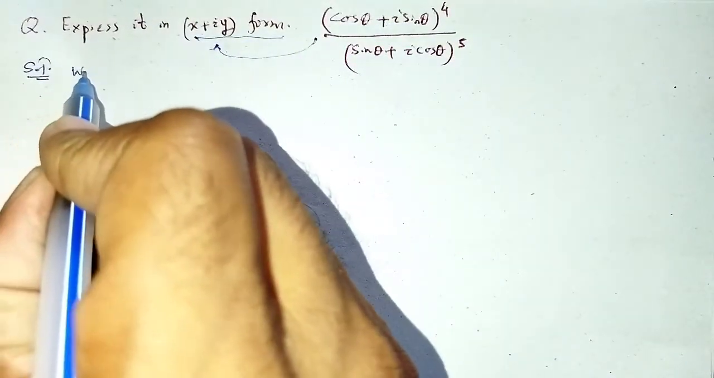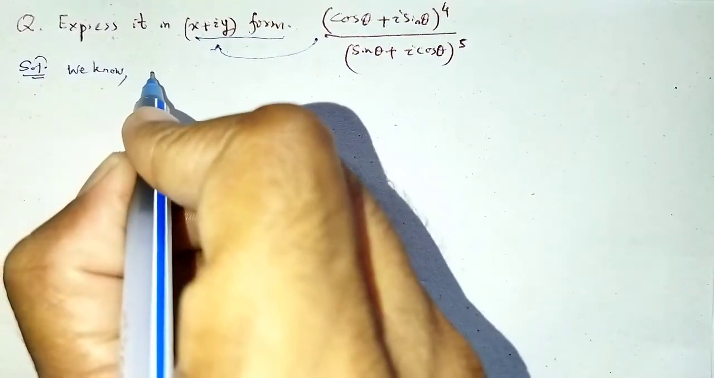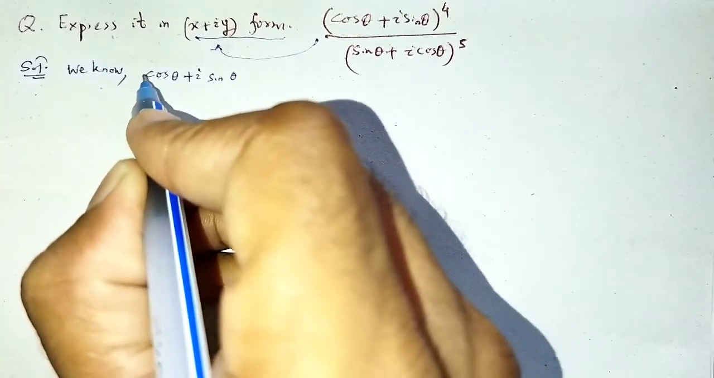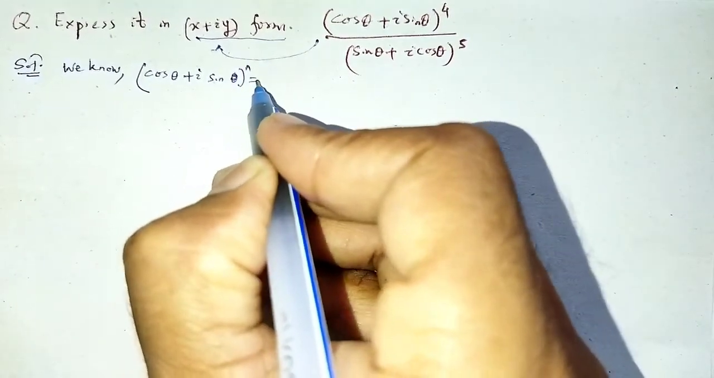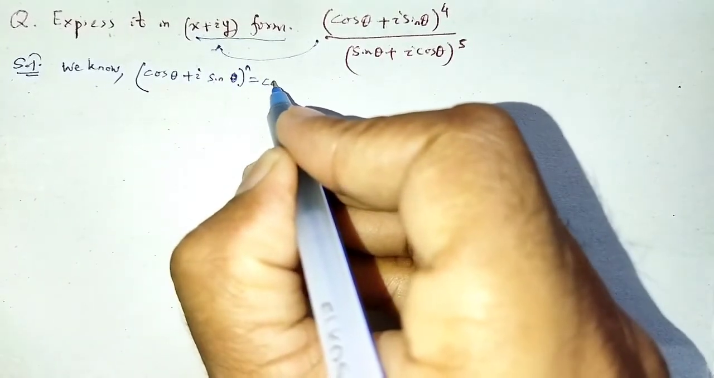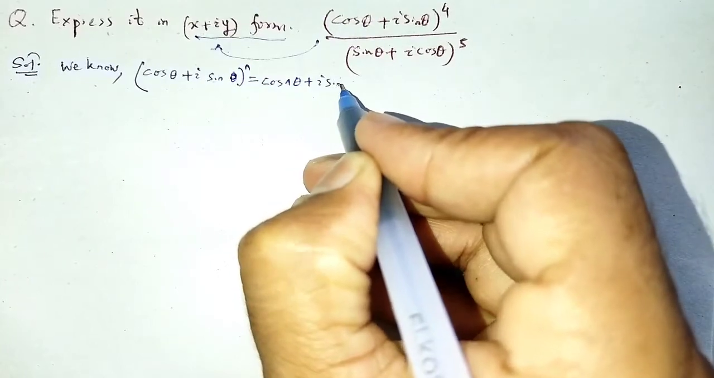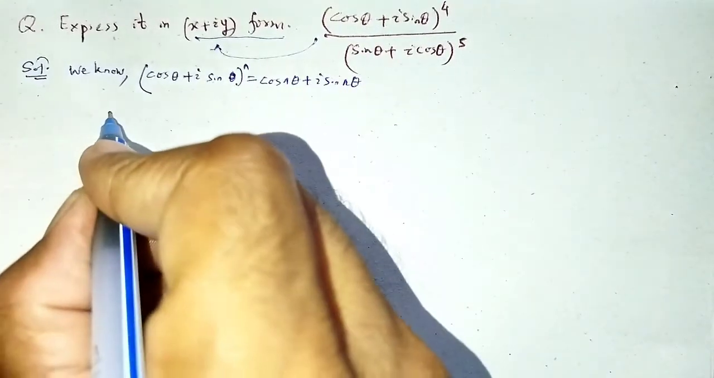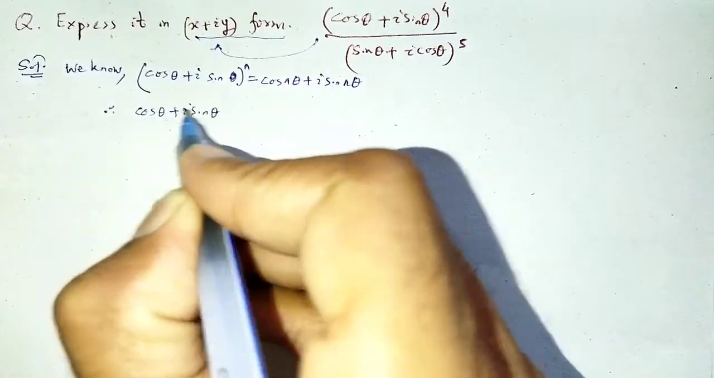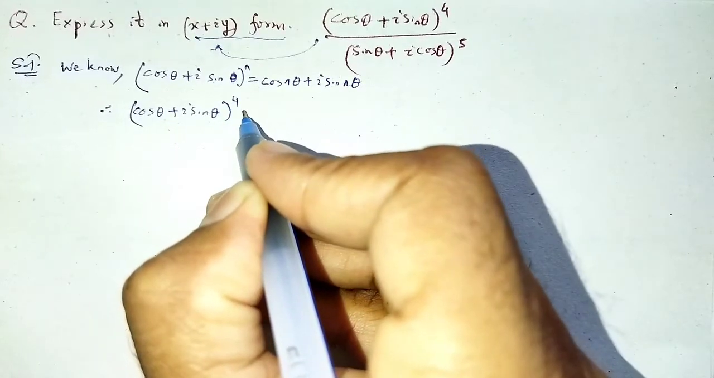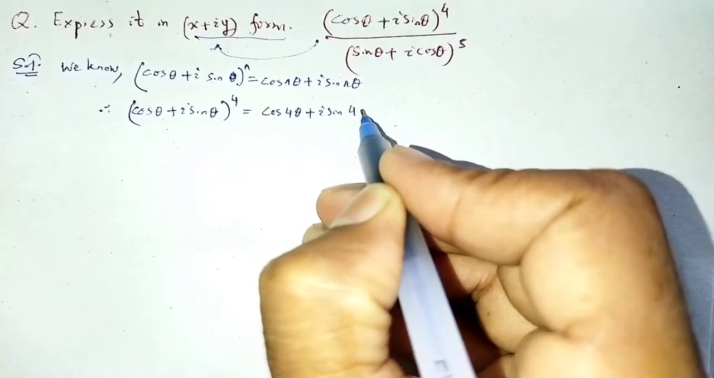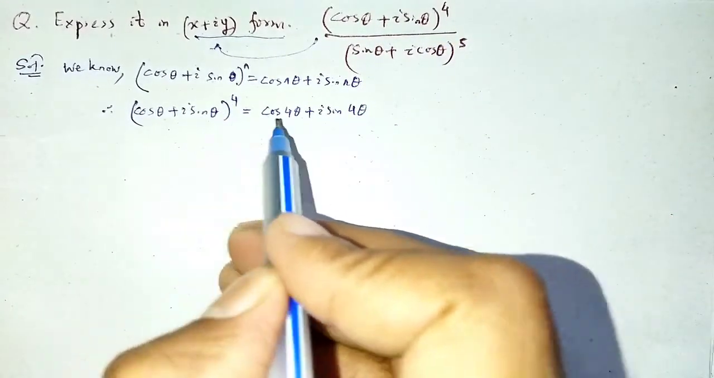As we know, (cos theta plus i sin theta) to the power n, by using de Moivre's theorem, the power is multiplied with the angle. So cos n theta plus i sin n theta. Therefore the term (cos theta plus i sin theta) to the power 4 can be written as cos 4 theta plus i sin 4 theta. The power is multiplied inside the angle.